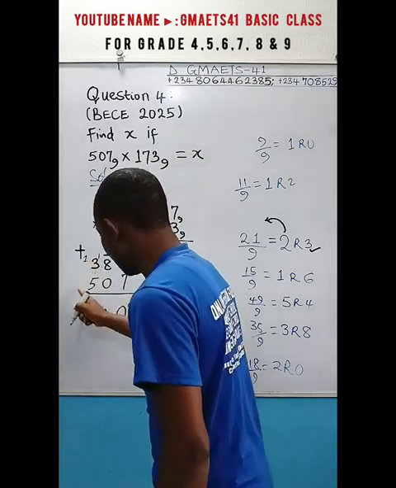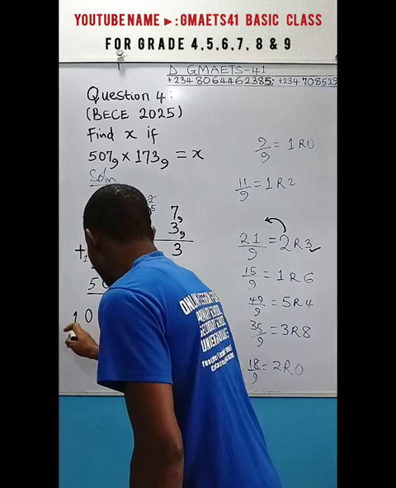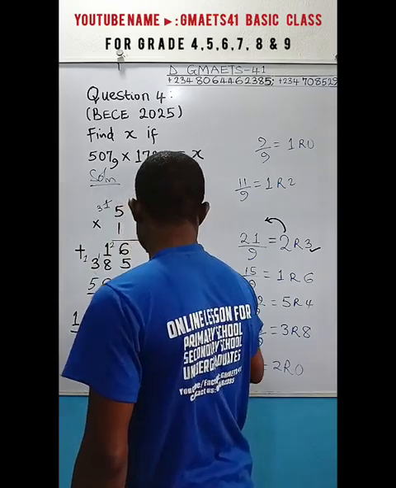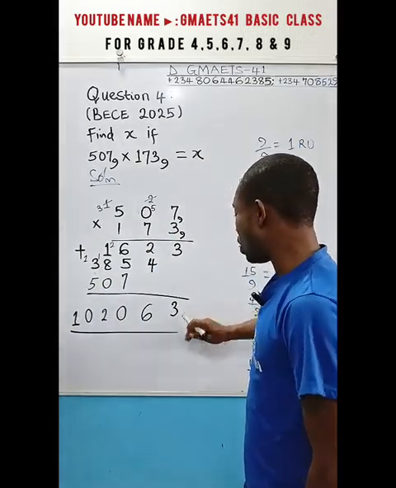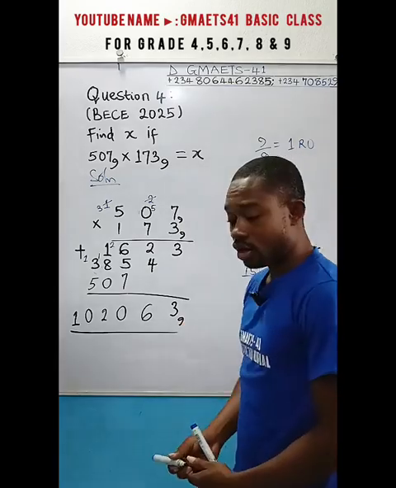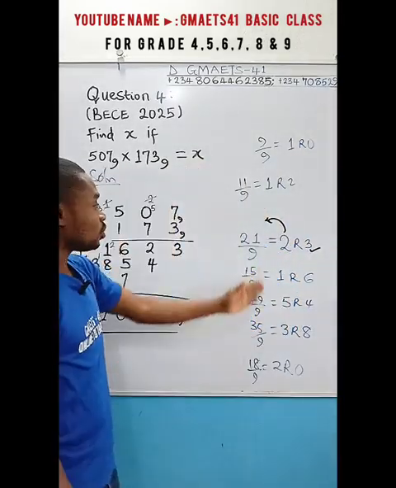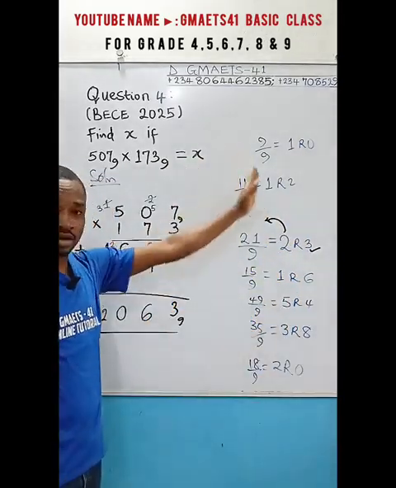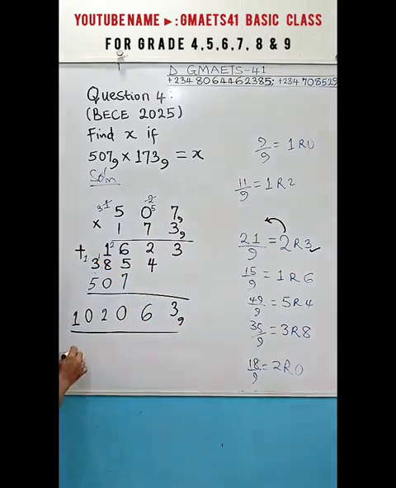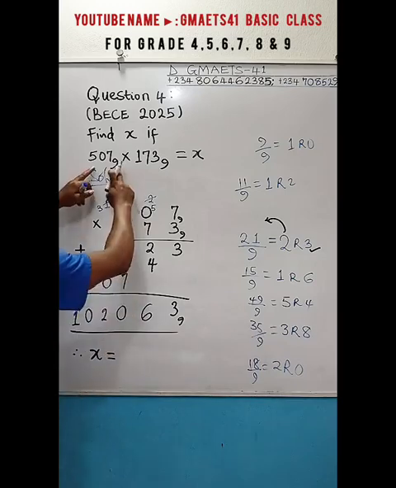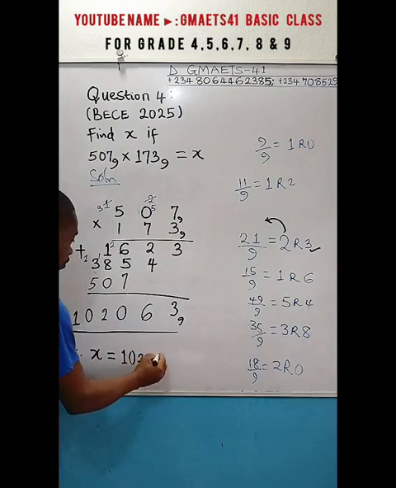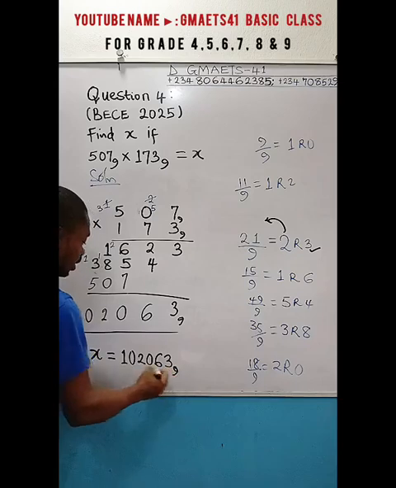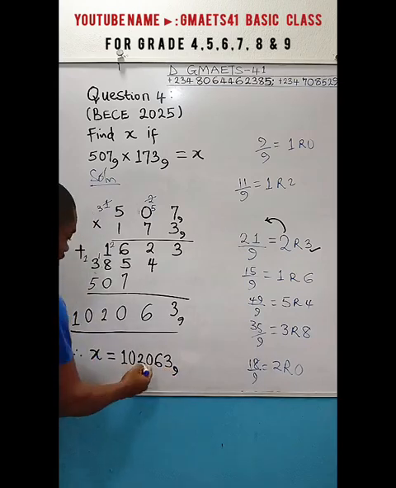So you're going to step down this one directly, and this is what you get. This is your answer in base 9. This is your answer in base what? 9. So we can conclude. I won't wipe this, so you can always refer to it. Therefore, x, which is equal to this product, this multiplication, the value is 102063 in base 9. This is the answer.